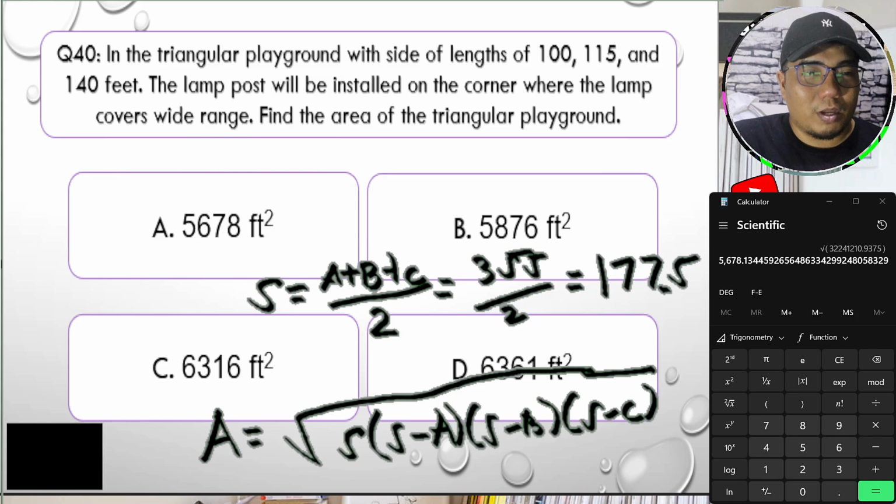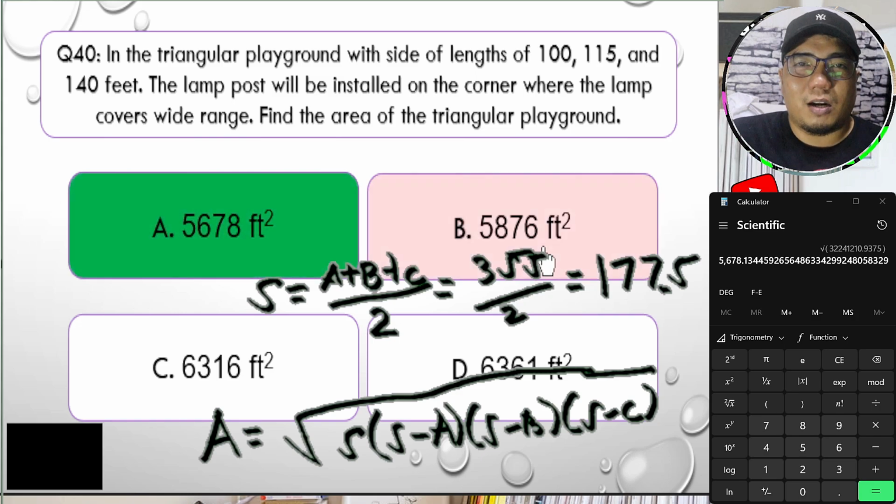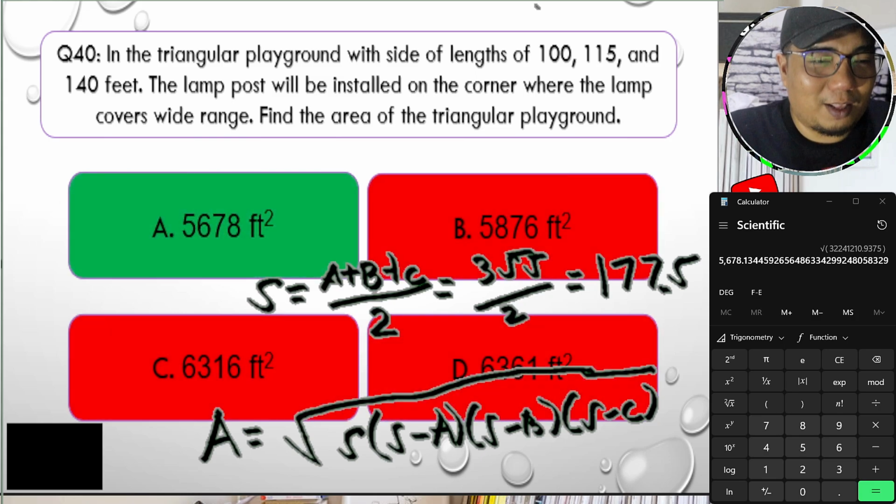So let's check whether we are correct. Yes, we are correct, my dear math learners.